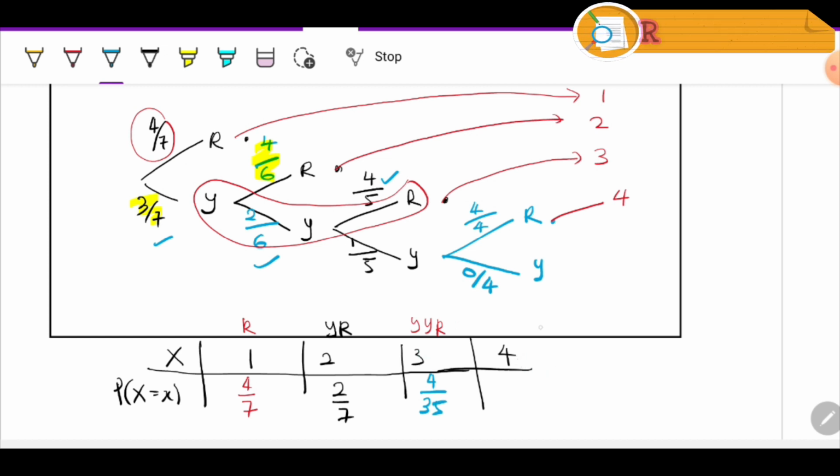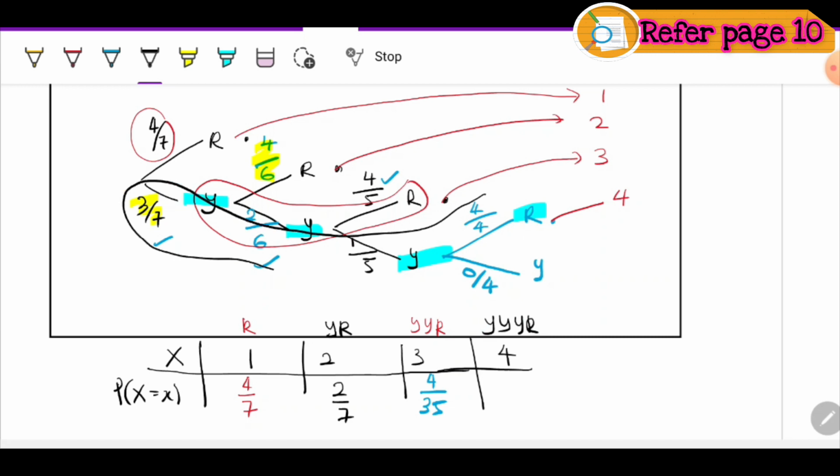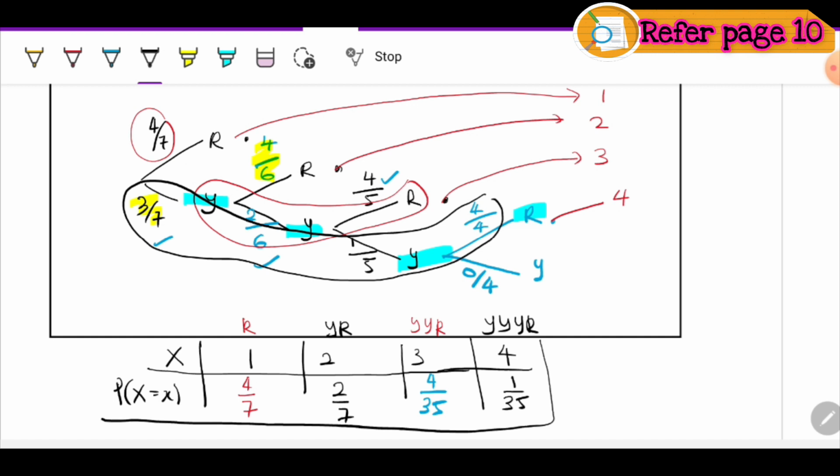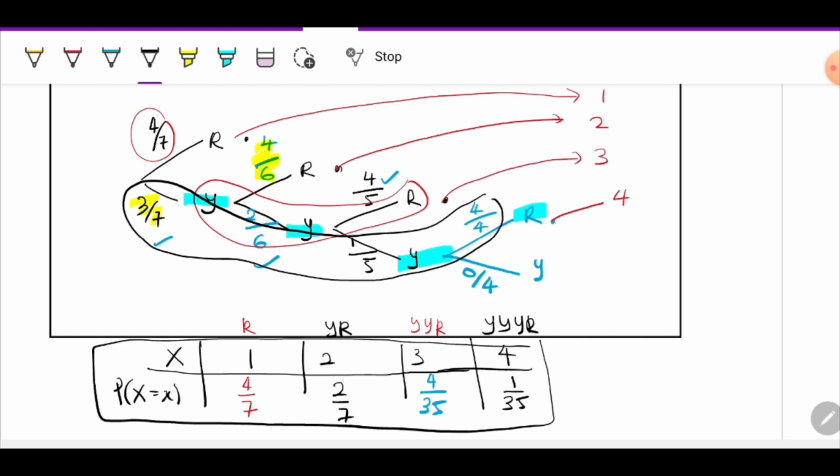4 means 4 towels, which is yellow, yellow, yellow and red. The probability of getting 4 towels is 3 over 7 times 2 over 6 times 1 over 5 times 4 over 4. Then we get 1 over 35. So this table represents the probability distribution table for X.